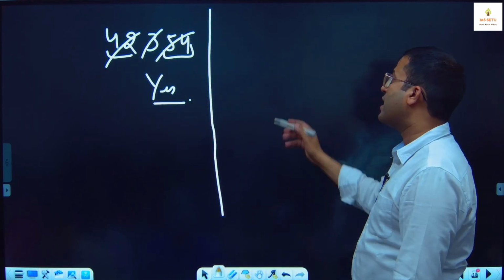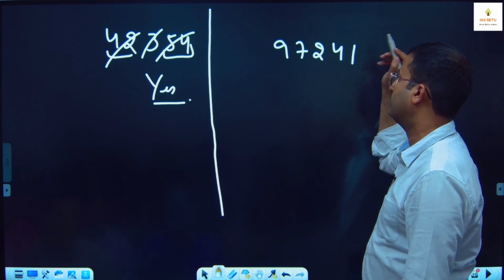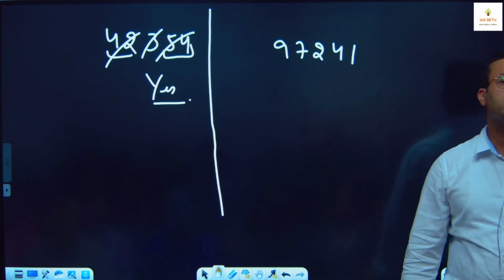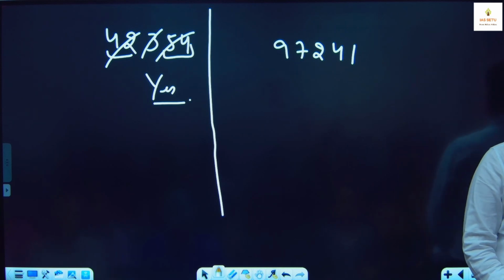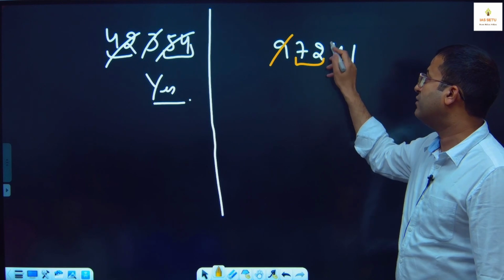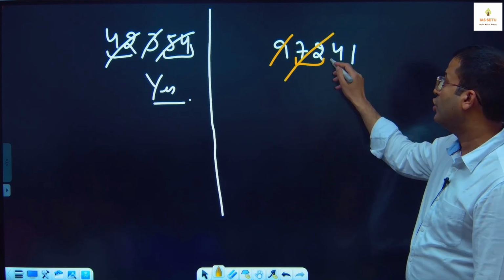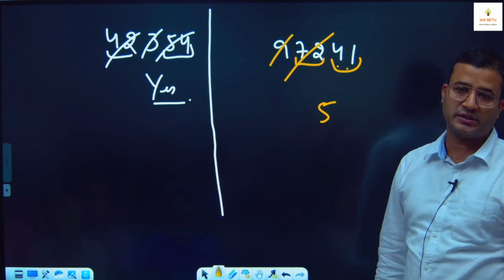Like here, if I ask you 97,241, is this number divisible by 3? No. Then what is your remainder? See what you can do here: 9 you can ignore, 7 plus 2, 9, you can ignore, you have 4 plus 1, 5. Only this 5 will decide your answer.